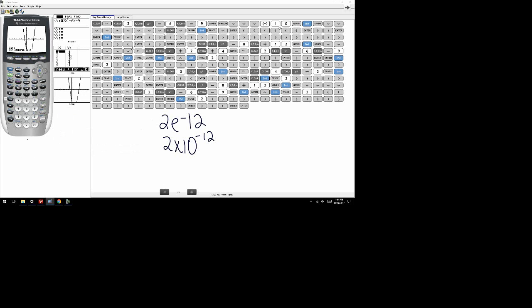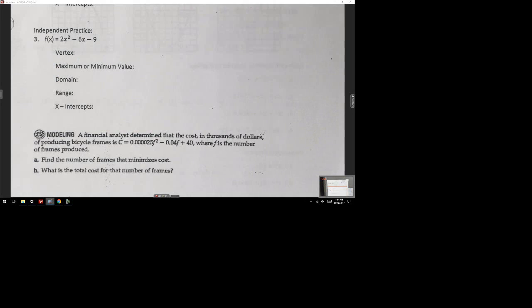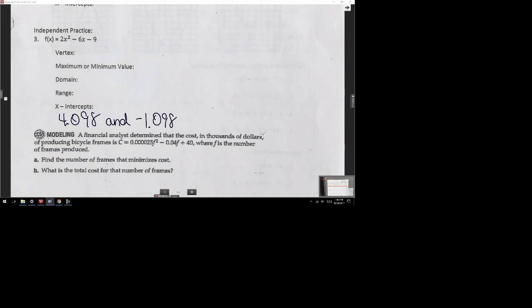The answer is 0. It just means that it's really, really close to 0. Okay, so where are we at? We're on our notes, and we got that this was 4.098. And what was the other one? Y'all okay? Yes, ma'am. I'm still stuck on my calculator. Alright, so why did we use 3 decimals again?